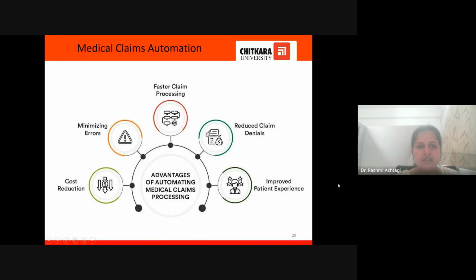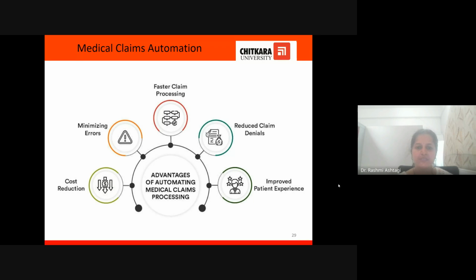Okay. So next, medical claim automation. Many of us, especially those who are working, have medical insurance. But it becomes difficult, many times, for us to claim, to get cashless treatment at hospitals. In emergencies we get admitted, and in an emergency it becomes difficult for us to think about which type of hospital it is and all.